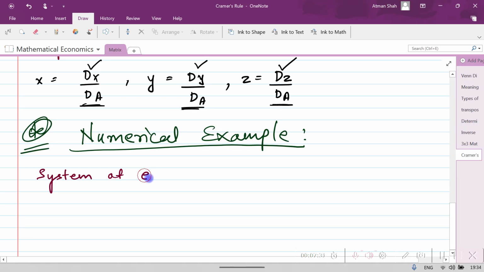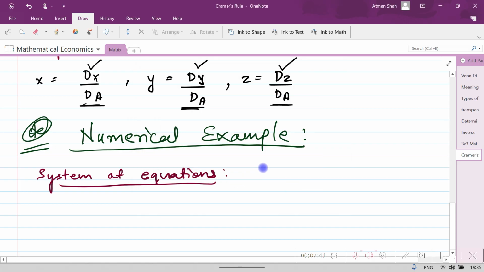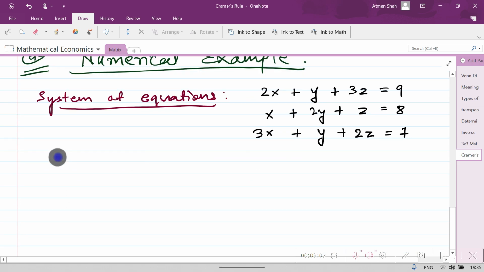System of equations. So suppose we have 2x plus y plus 3z is equal to 9, x plus 2y plus z is equal to 8, 3x plus y plus 2z is equal to 7. So here we have the equation.